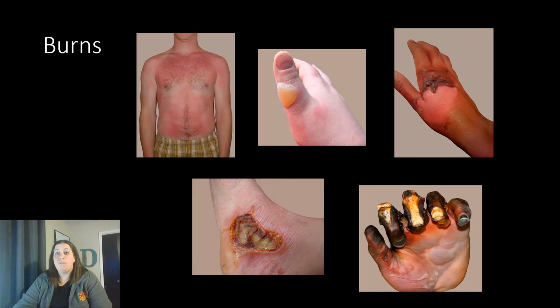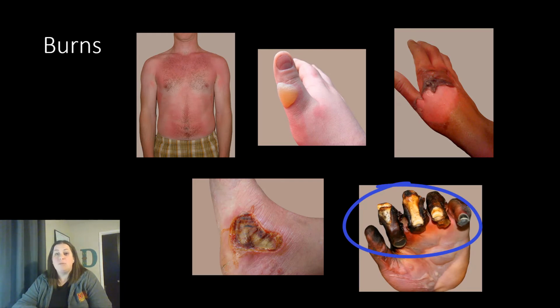Those are still going to be very painful. When you look at this, the nerve endings have not necessarily been completely destroyed, and because of that, they are also very painful burns. The last one you see here on this hand is a very severe burn because you can see all the way down to the bone.